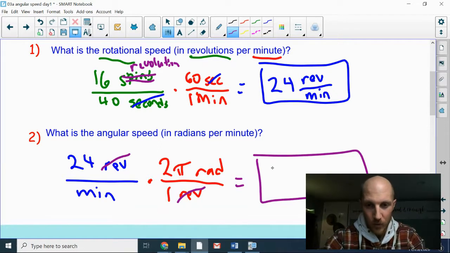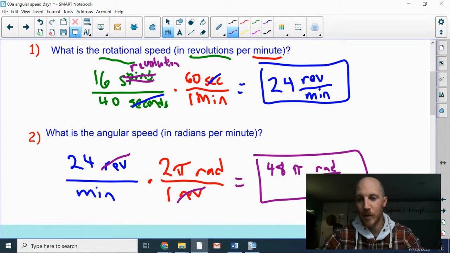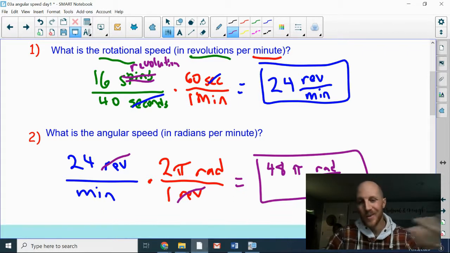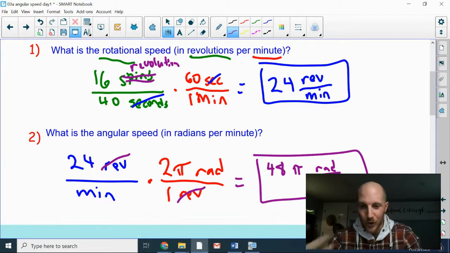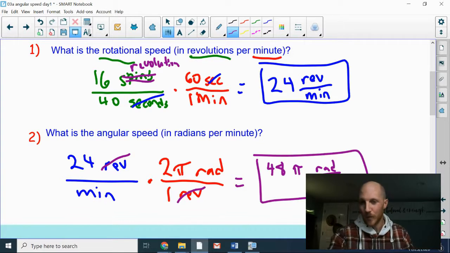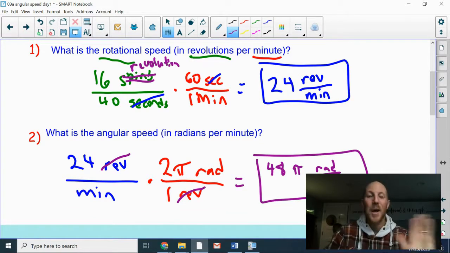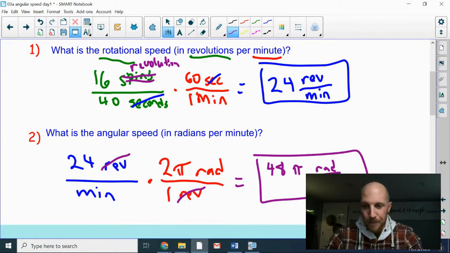24 times 2, that's going to be 48 pi radians per minute. We're going to leave pi as part of our answer. That is customary when we're dealing with angular speed. I know if you were to describe how fast your car was going down the street, you're probably not going to describe the tires going like 48 pi radians per minute, just as an example, because nobody would have any idea what that is. But that is how we describe angular speed.